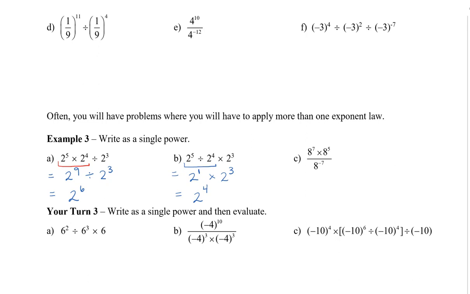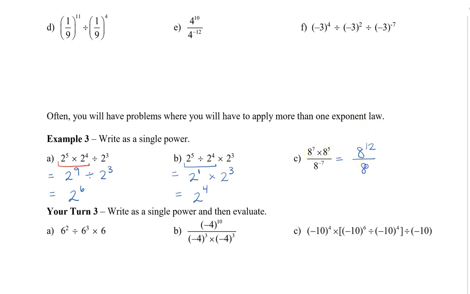All right, in the last one here, we always work with the numerator separately until we get a single power, and then we'll work with the denominator until we get a single power. Sometimes you can mix and interchange them, but I find it easier to sometimes just work with each separately first. All right, so in our numerator, our base is 8, and we're multiplying, so we're going to add our exponents. So 7 plus 5 is 12.